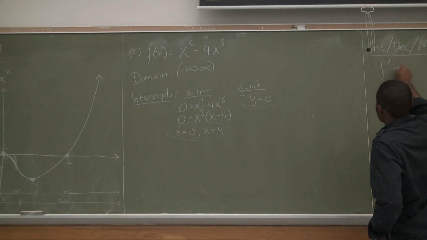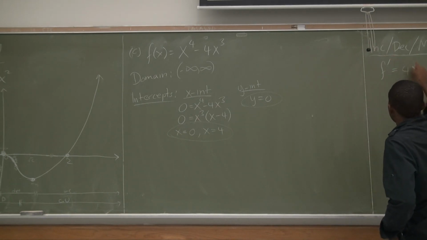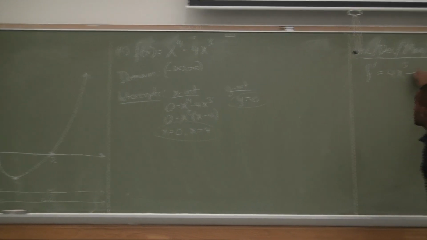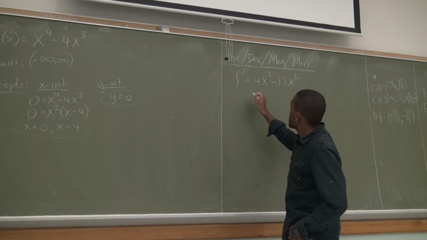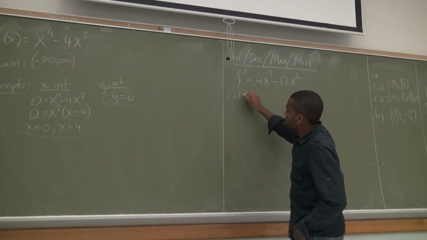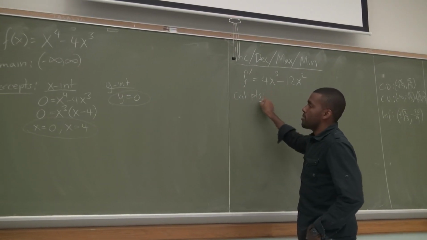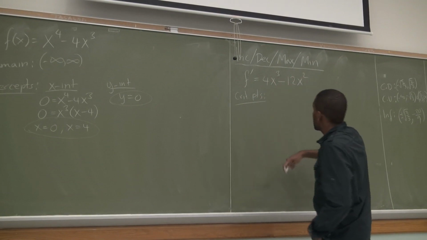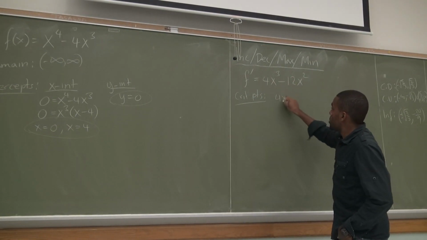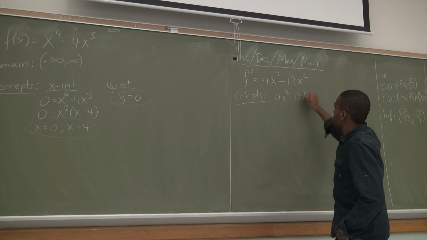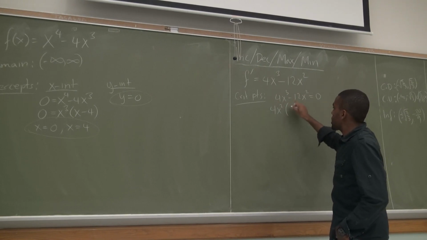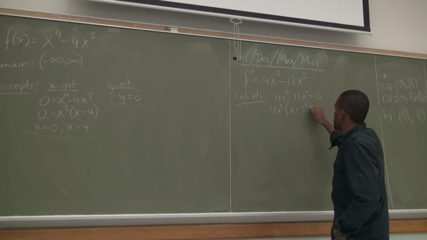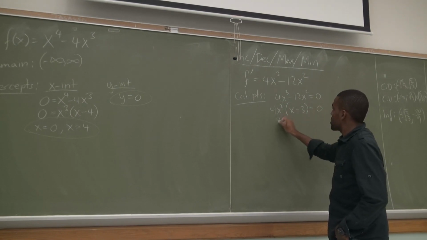So here I'm going to need the first derivative, which is going to be 4x cubed minus 12x squared. So I find the critical points here. It's never undefined, it's a polynomial, so I'm going to just set it equal to 0. x squared is a common factor. This leaves me with x minus 3. So I get 0 and 3.